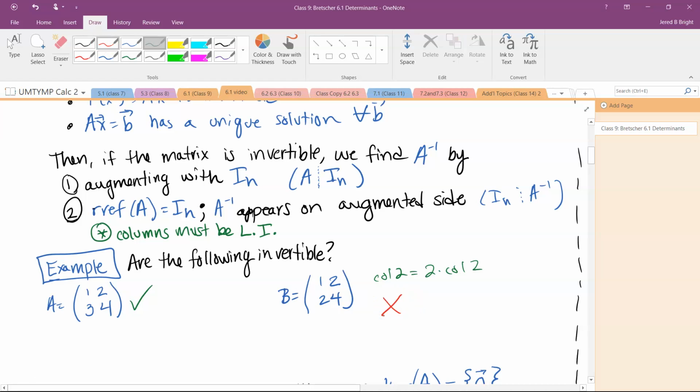Okay, so we're going to pick up with this in the next video and talk about some more properties related to invertibility.